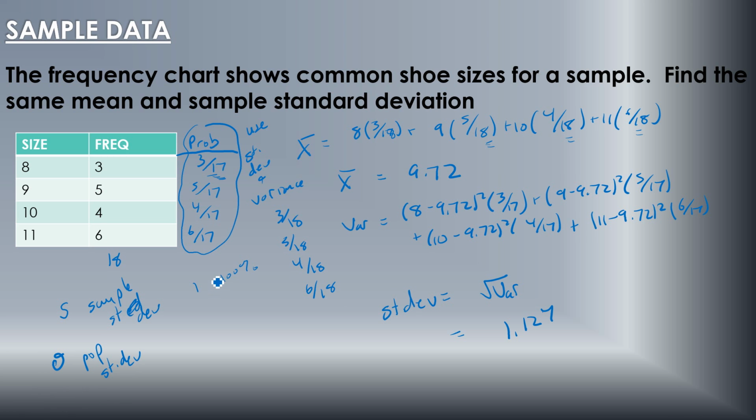I think that wraps up this section, but what we'll move into is now how do we do hypothesis testing when we have a small sample size.